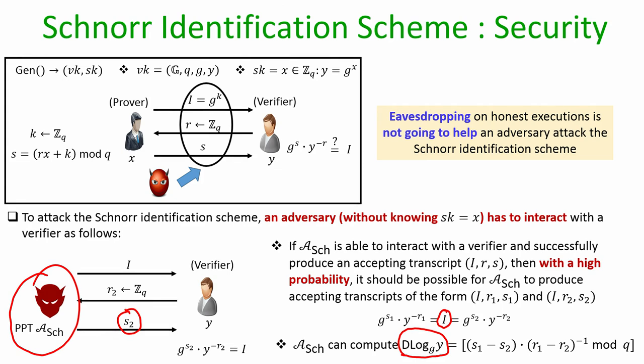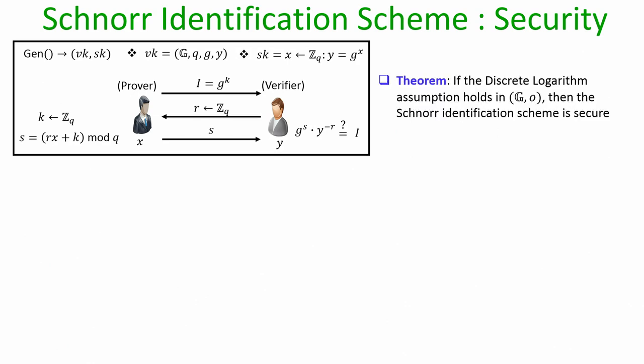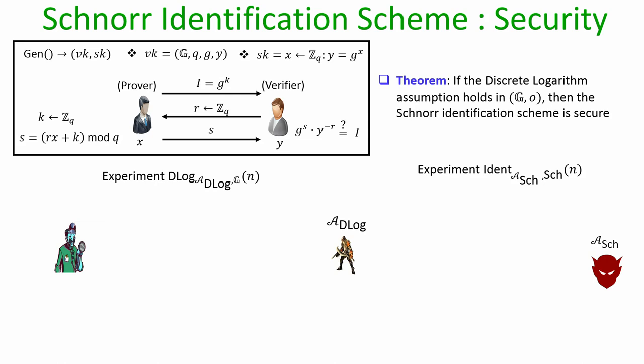So now let us try to formalize this argument through a concrete security reduction proof. The theorem which we want to prove here is that if the discrete log problem is difficult to solve in the underlying cyclic group, then this Schnorr identification scheme is secure. Assume on the contrary that we have an adversary who can break the security of this Schnorr identification scheme with significant probability. Then we can use that adversary to come up with another adversarial algorithm which can solve an instance of the discrete log problem with significant probability. And here is how the reduction goes.